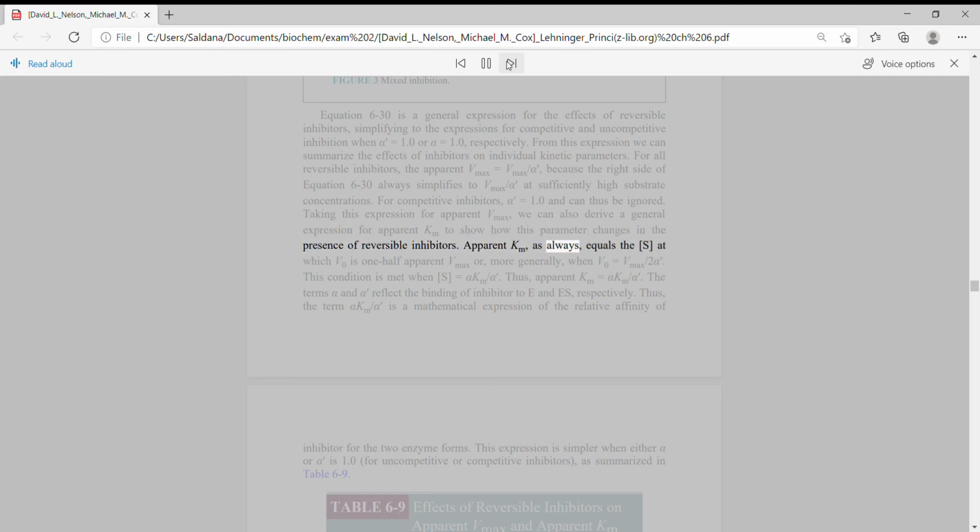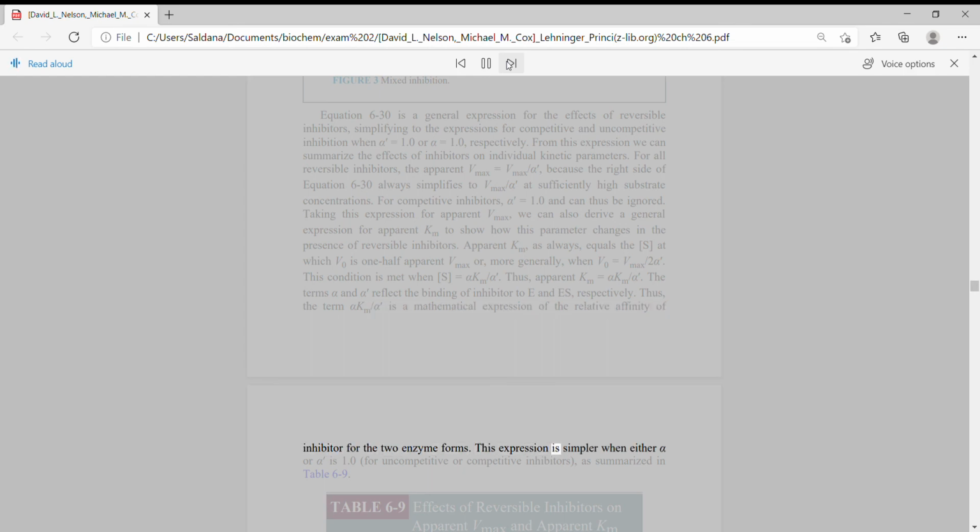Apparent Km, as always, equals the S at which V0 is 1/2 apparent Vmax or, more generally, when V0 equals Vmax/2α'. This condition is met when S equals αKm/α'. Thus, apparent Km equals αKm/α'. The terms α and α' reflect the binding of inhibitor to E and ES, respectively. Thus, the term αKm/α' is a mathematical expression of the relative affinity of inhibitor for the two enzyme forms.